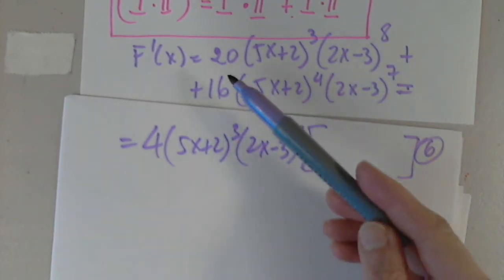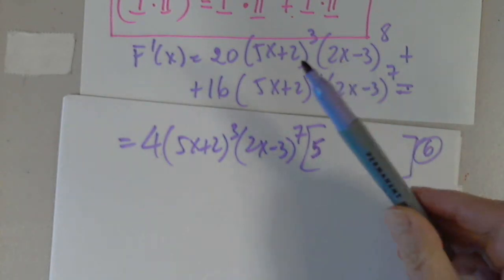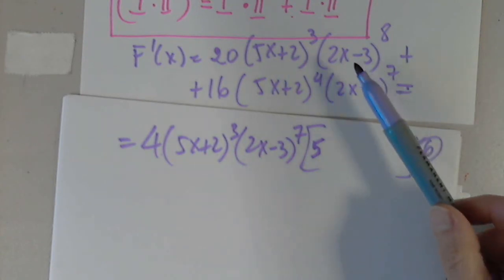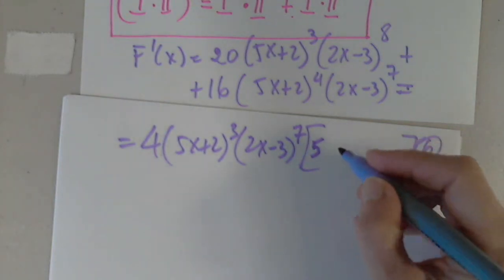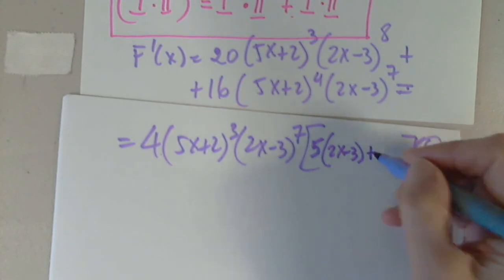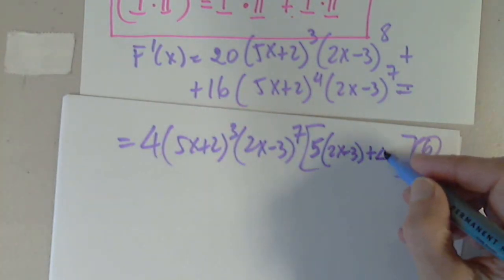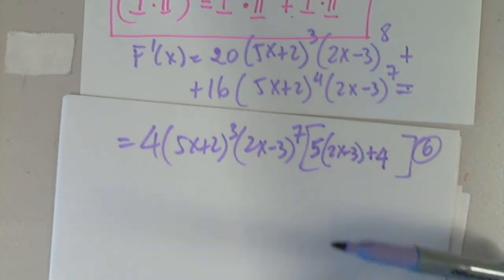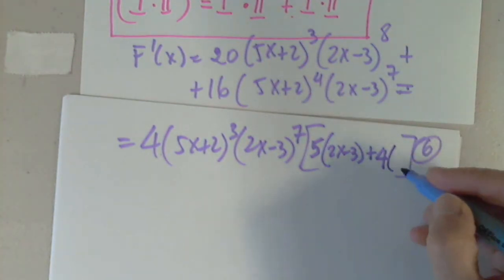So from the first term, if I take out 4, a 5 is left in. 5x plus 2 to the third, they're all out. But 2x minus 3 to the 8th, I only took 7 of those out. So I have to multiply by 2x minus 3. Then plus. From 16, I took out a 4, so there is another 4 left in. 2x minus 3 to the 7th is out. 5x plus 2 to the 4th, I only took 3 out, so there is 1 left inside.